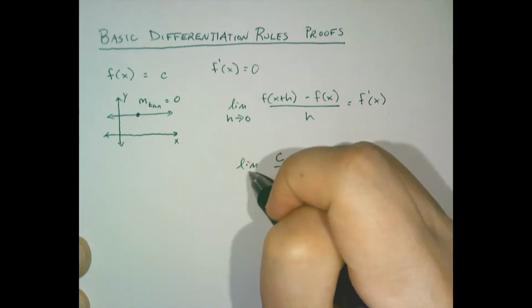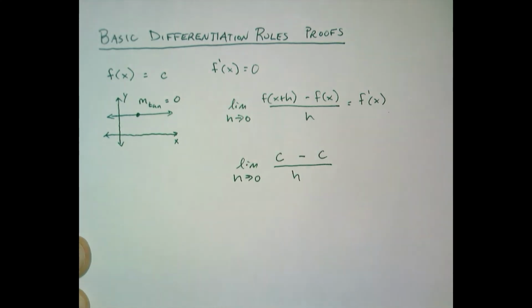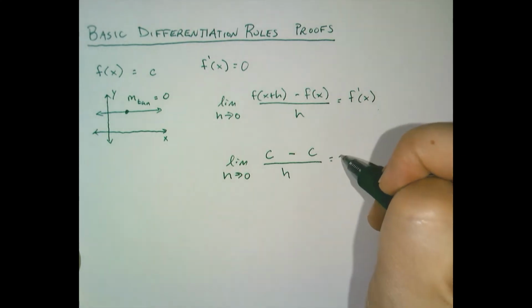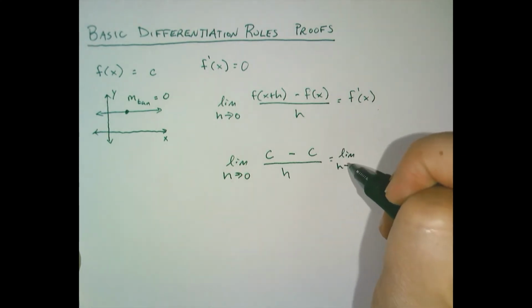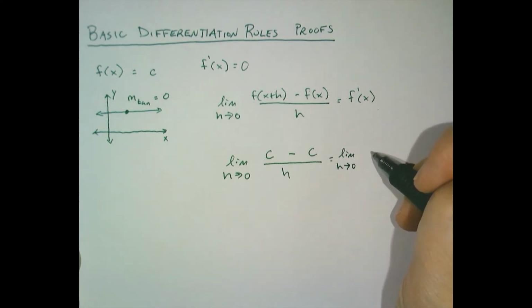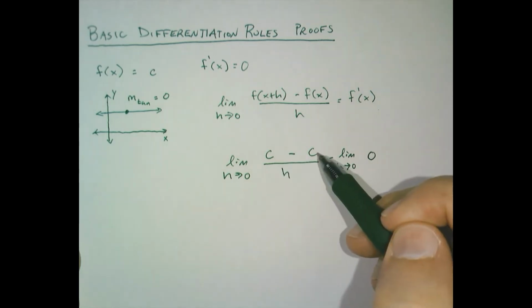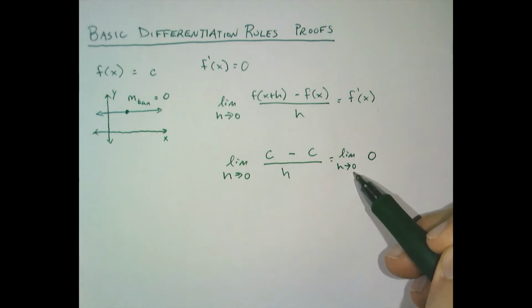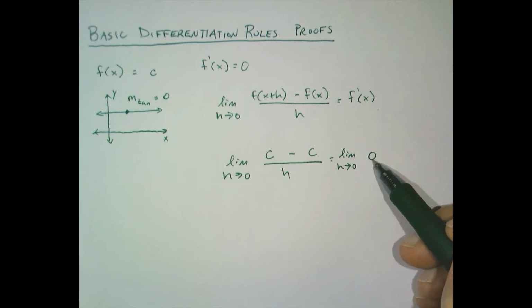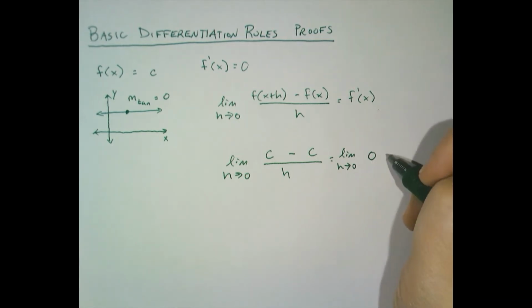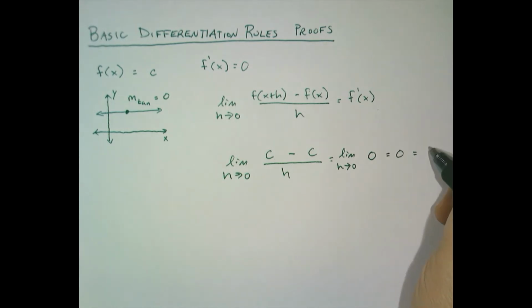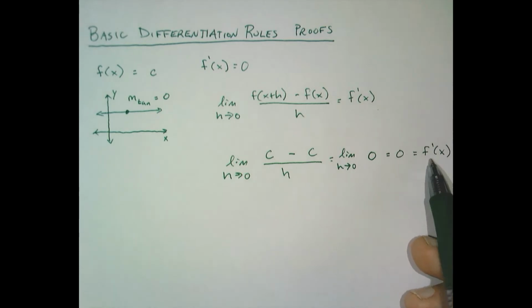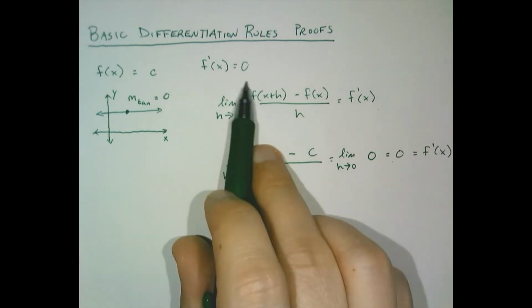And if we take the limit of this expression, we are asking what is the limit as h goes to 0 of 0, because c minus c is 0, and 0 divided by h is 0. And then when we do direct substitution, plugging 0 in for the h value, we get an answer of 0. And this supports our statement that the derivative of a constant is 0, which is what we believed.